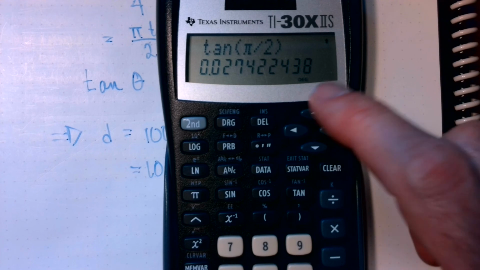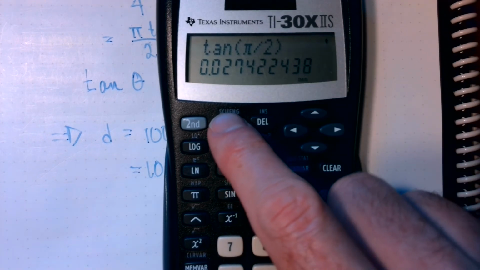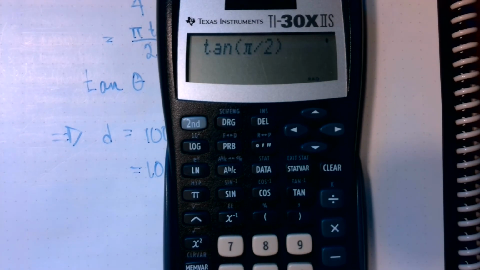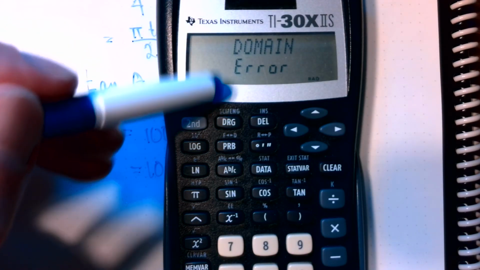Oh, you know what? I'm in degree mode. I was wondering why this is giving me funny answers. So I want to change my calculator to radian mode. Now tangent pi over 2. Now I can see why I've got a problem. Tangent pi over 2 is undefined.